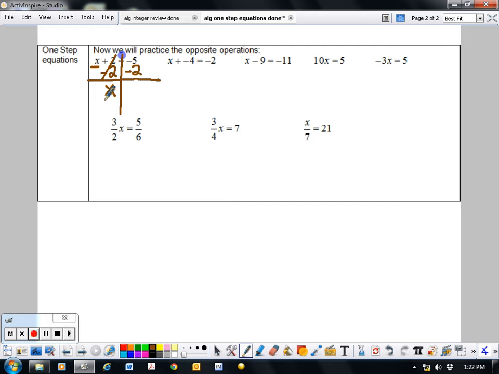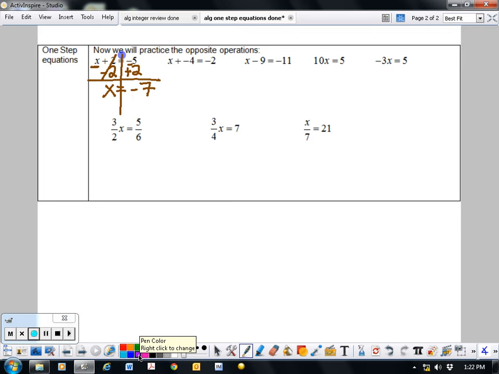So now all we have is the x. And on the other side, we're going to simplify that. I've got -5 and I have a -2. Or I can look at it as a -5 and a -2. So 5 negatives and 2 negatives altogether give me 7 negatives. And that's our answer.